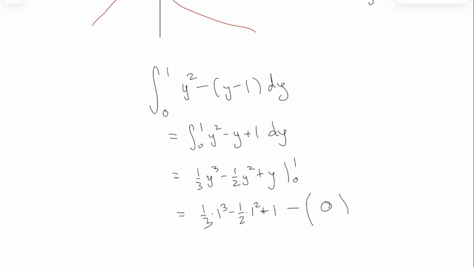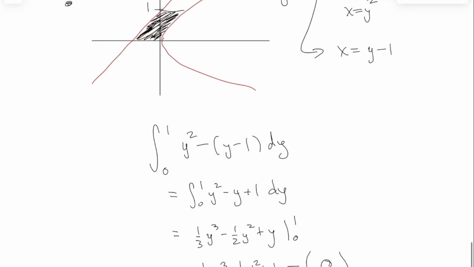Do we have to write something else? 0, or can we just leave it? No, if you can do that in your head, you can. All right. Excellent. That's all I had to say about areas between curves.